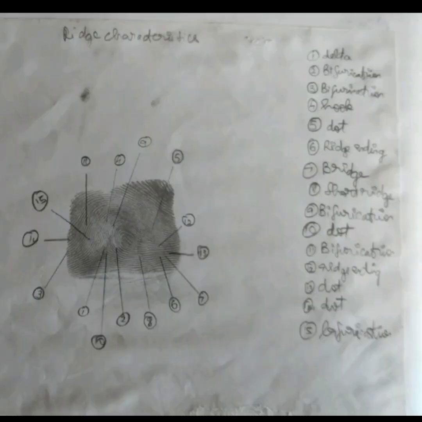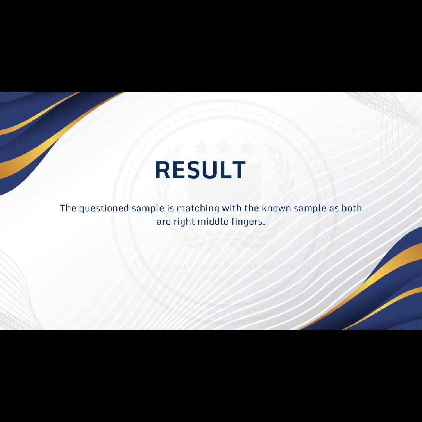So this is what we observe from the known to the questioned sample, and these are the characteristics that we have taken from the questioned sample. Hence, the questioned sample is matched with the known sample, as both of them are the right middle finger of the suspect who is accused of the crime.